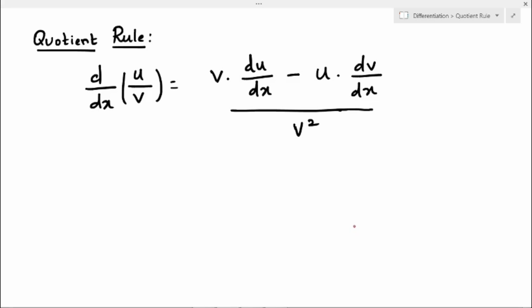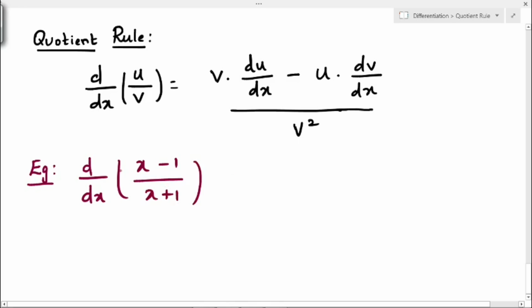Before that, quotient rule is d by dx of u divided by v, that is equal to, first we have to keep that v as it is, that is v into du by dx. So we have to differentiate u, minus u into dv by dx. Here we have to differentiate v and you have to keep u as it is, divided by v square. Now we will solve a few examples.